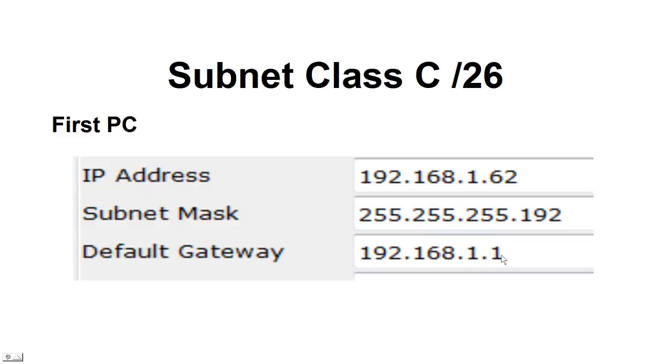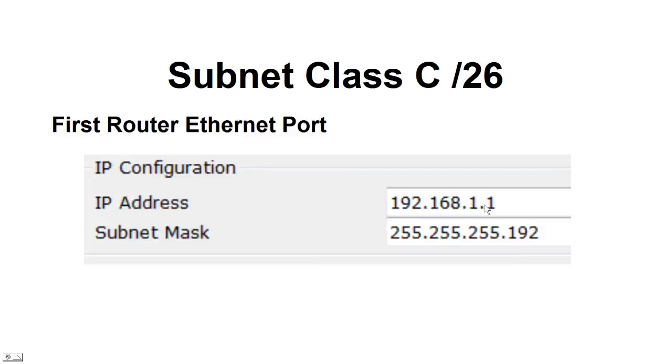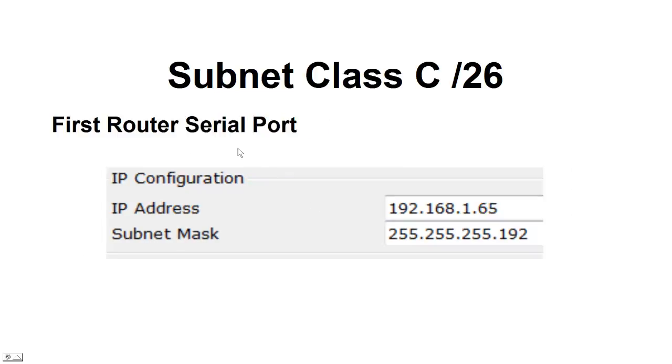Now at our first router, again, we assign the 192.168.1.1. That'll be our default gateway for our PC. That's that first router, again, with the same subnet mask. Moving up to the first serial port on that router, we're going to assign the .65 because we have a new network that we came to, and that's the 64. And then again, we're using that same subnet mask.